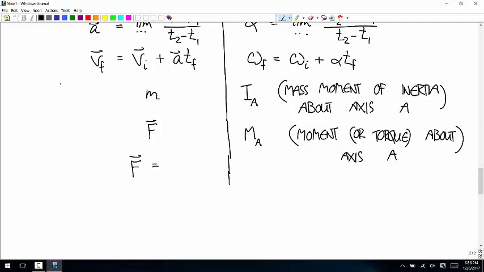so where kinetics went, for particles it was F equals ma. The big equation that we're heading to here is moment about the axis A is equal to I sub A times angular acceleration. So it's like everything works just the same, but now we're talking about the changing orientations of objects instead of the linear motion of objects. Okay? Any questions about any of that right now?